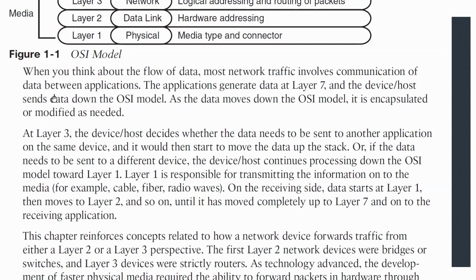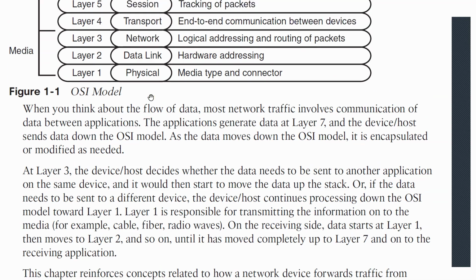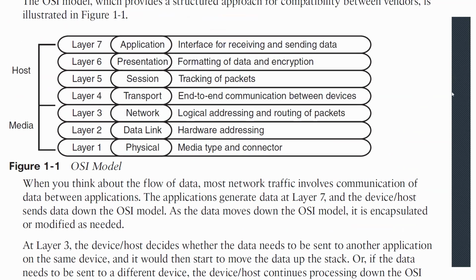So same thing here. Most network traffic involves communication of data between applications. So the application generates data at which layer? Layer 7. And the host who is going to send the data will send it down the OSI model. We know that on the sender side, data always travels from layer 7 to layer 1. Because the sender will provide the information in the application, then it will go through the encapsulation process through the different layers, and then at the physical layer, it will be transmitted on the cables or whatever media is being used, right?